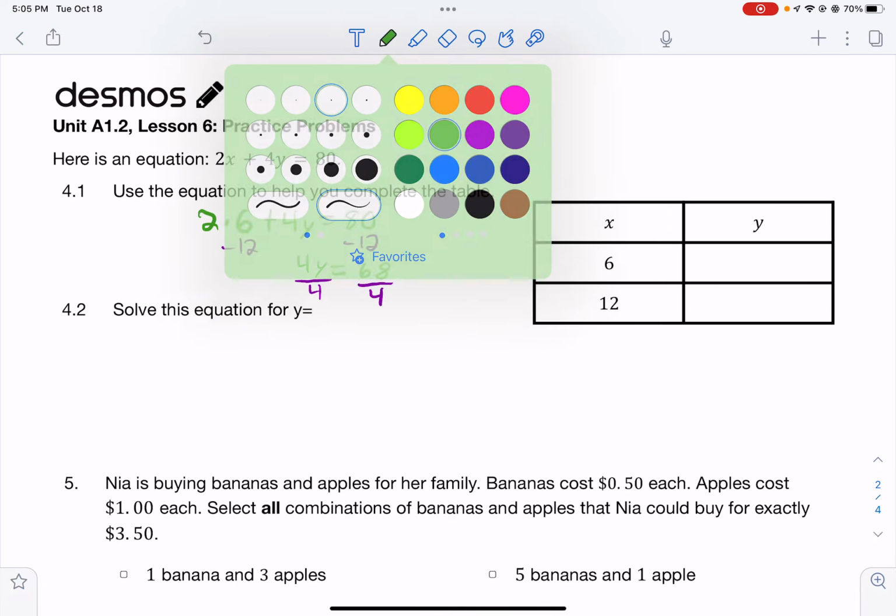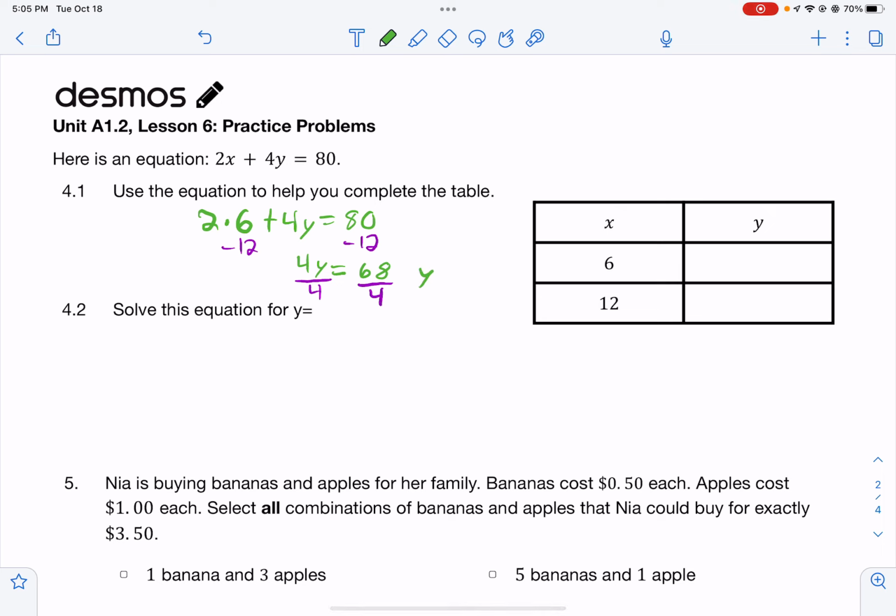And this gives us y is equal to 68 divided by 8. I think that's 17. That's kind of a problem you don't do very often, but that's 17. So we get y is 17.